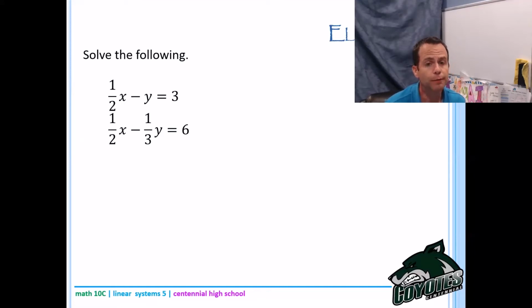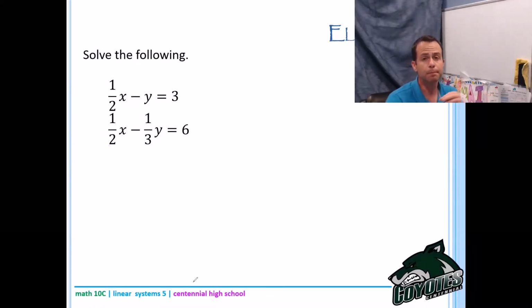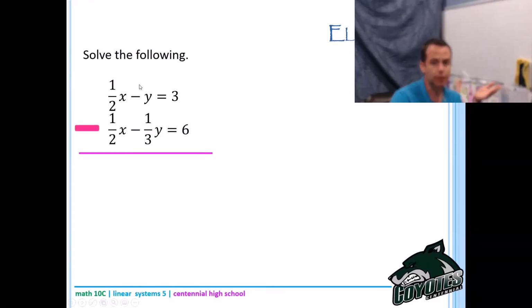I am going to work with the fractions, only because I look at my x's here and I say, hey, those x's are already the same. So I can just eliminate them right away. Do I want to eliminate them through addition or subtraction? They are the same sign, so I want to eliminate them through subtraction. So 1/2 minus 1/2 is gone. -1 minus -1/3 is the same as saying -1 plus 1/3, and so that would give me -2/3. And then 3 minus 6 gives me -3.